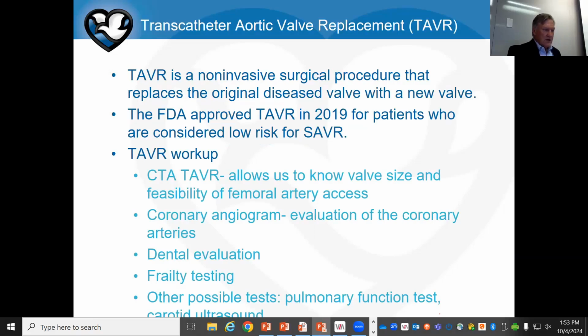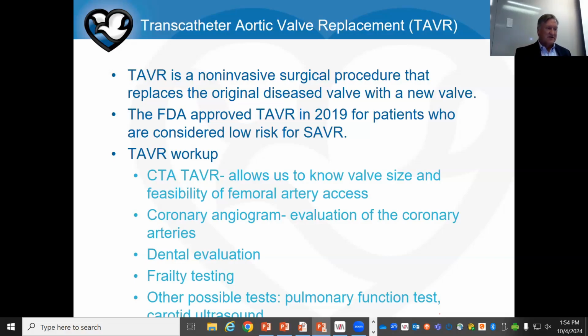The other things we do is look at a dental evaluation, because patients who get endocarditis, that's usually from your mouth flora, and endocarditis is really devastating for a TAVR valve, because still a lot of the patients that get a TAVR valve aren't very good candidates for heart surgery, and not a very good candidate for a complicated heart operation like trying to explant an infected valve and fix that.